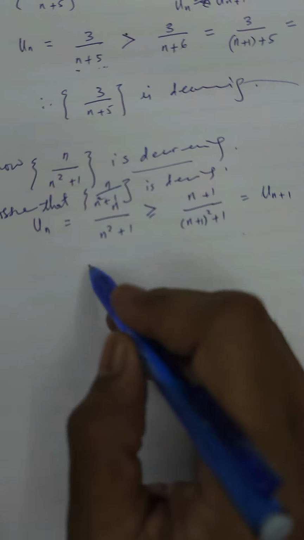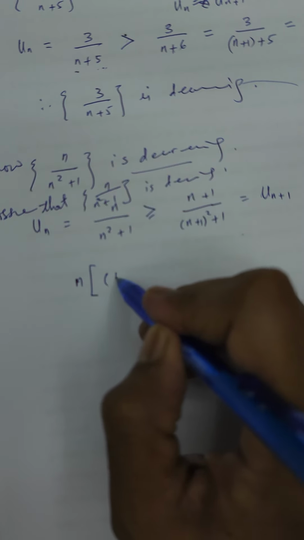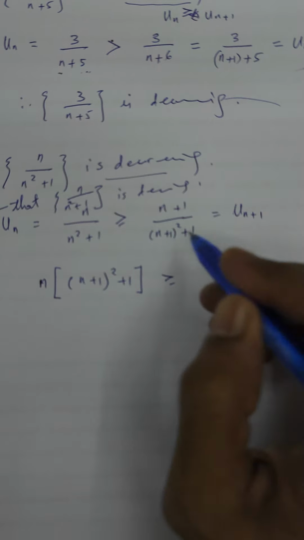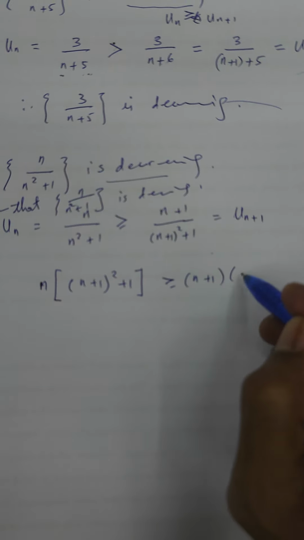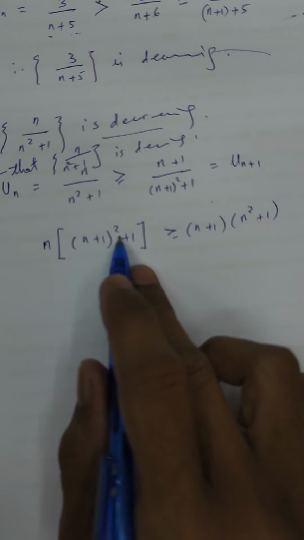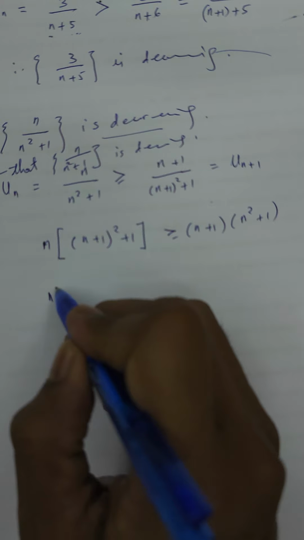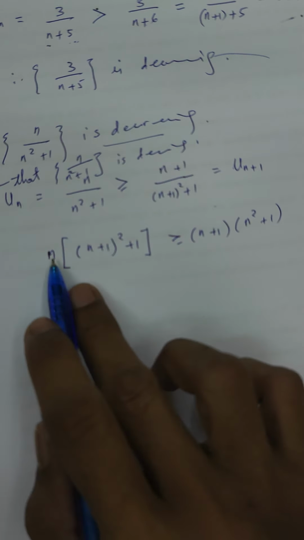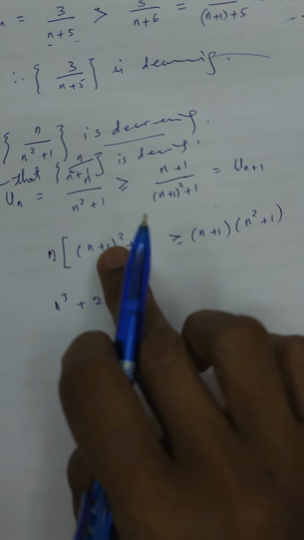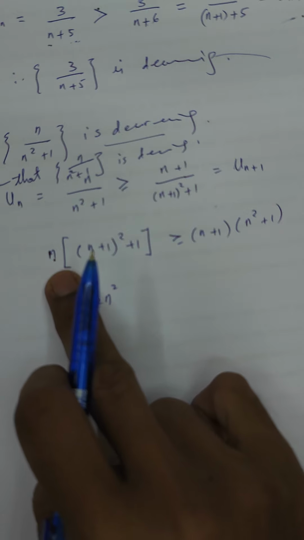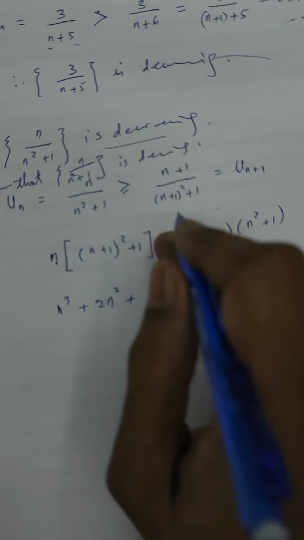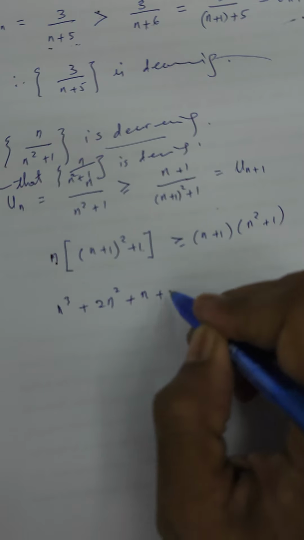So here we have n times (n plus 1) squared plus 1, which is greater than or equal to (n plus 1) times (n squared plus 1). From here you can expand this. We have n squared, n, so you have n cubed, plus 2n squared, plus 1, plus 1, and then multiplied by n, so we have n and n plus 1.